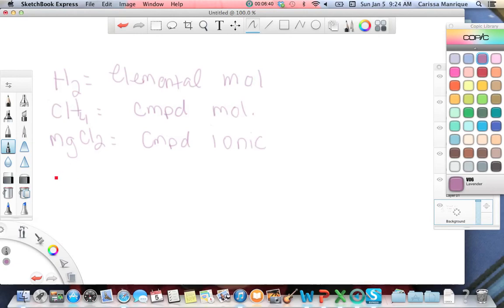Okay, now let's do our last one, nickel. There's only one atom there, so we know this is elemental. Now is there more than one atom or just one atom total? Just one. So this would be elemental atomic, meaning only one atom. I hope that helps you classify them. And again, in the next lecture, we're going to go over how to name some of these compounds.